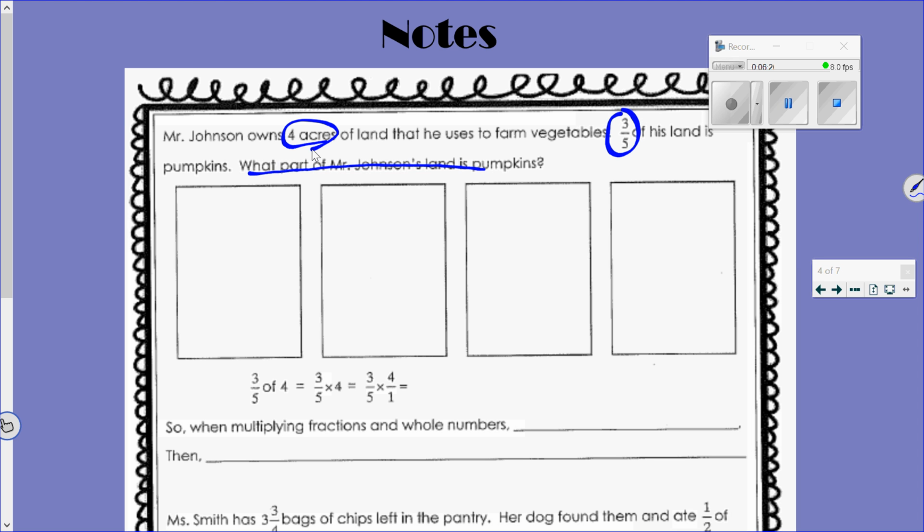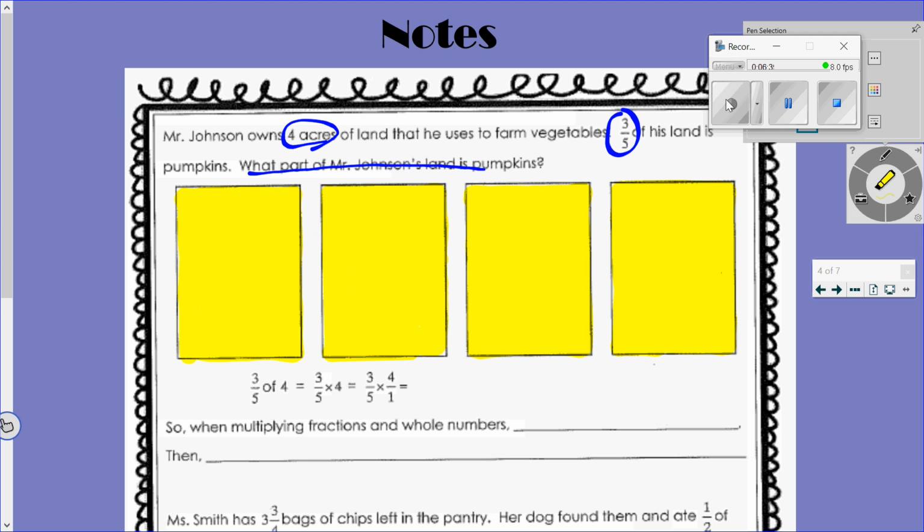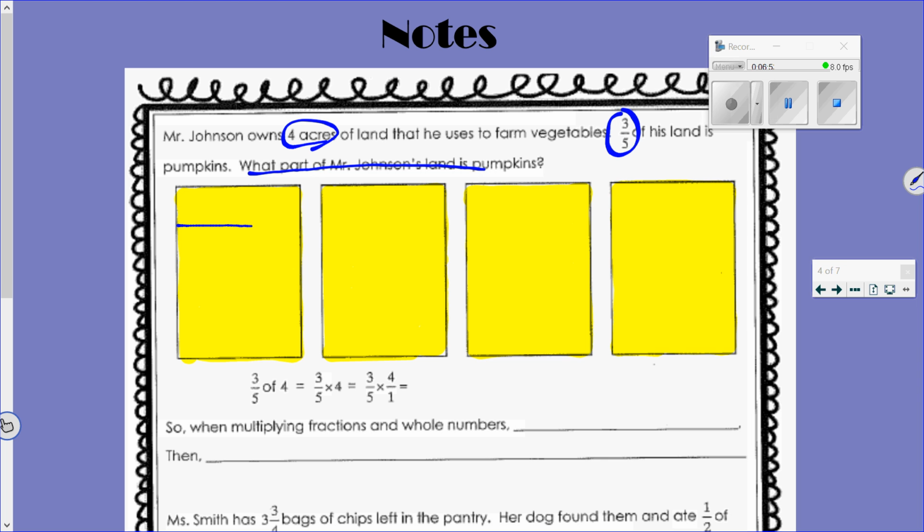So here's what makes this one a little unique. How do we start? We have 4 whole acres. So our first color is actually just going to be all 4 of these. So you can color in all 4 boxes. Okay, now we have that one done. We need to look at the other thing that is happening in our scenario here. That other thing is he's now dividing each of these acres into fifths. Okay, so we now divide these into fifths. We're going to do that for all 4 of the acres.